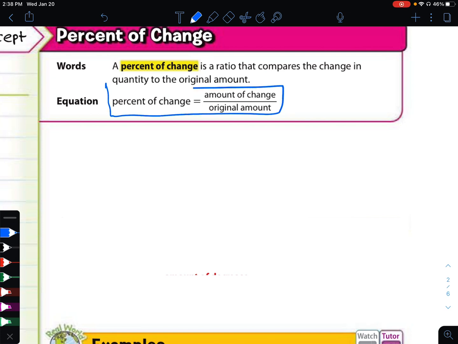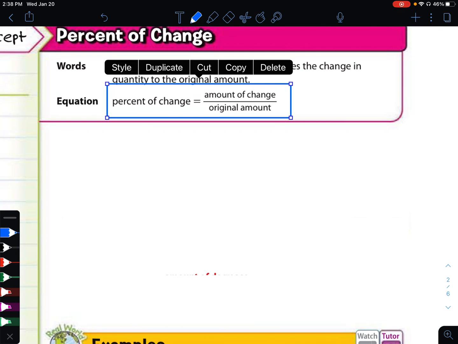This is the formula that we will be following throughout this lesson: the amount of change over the original amount will equal our percent of change.